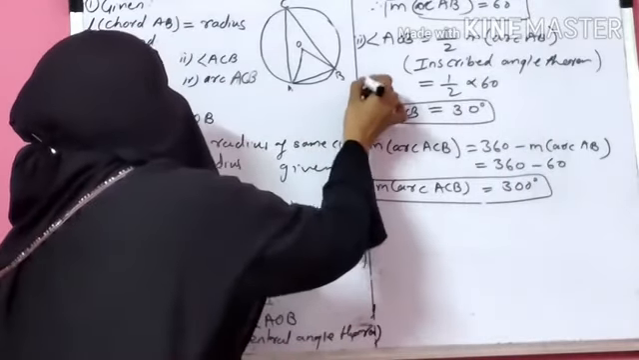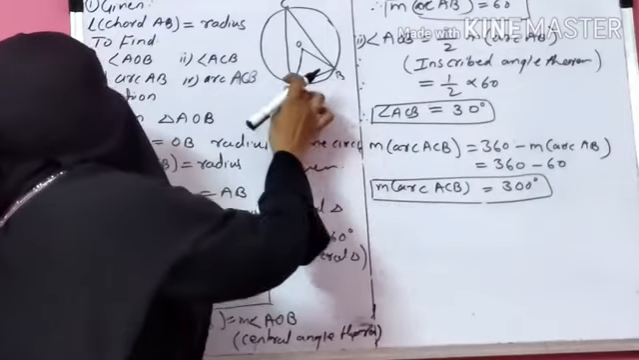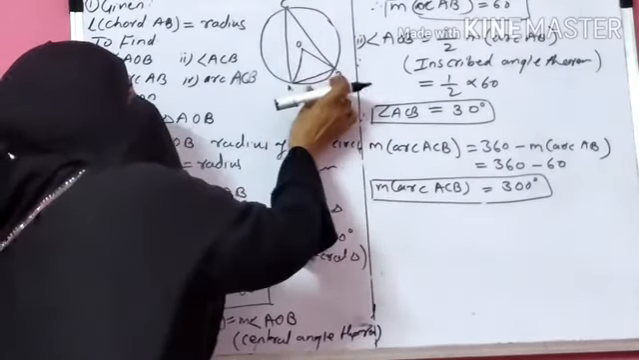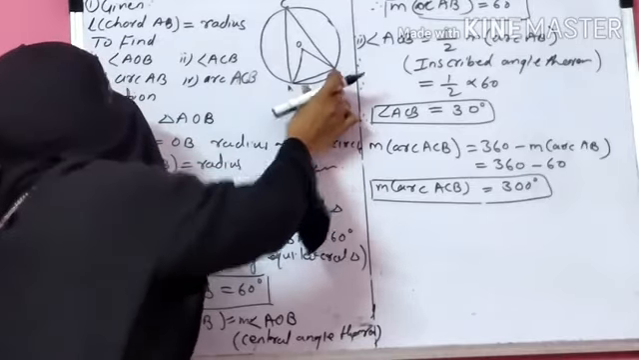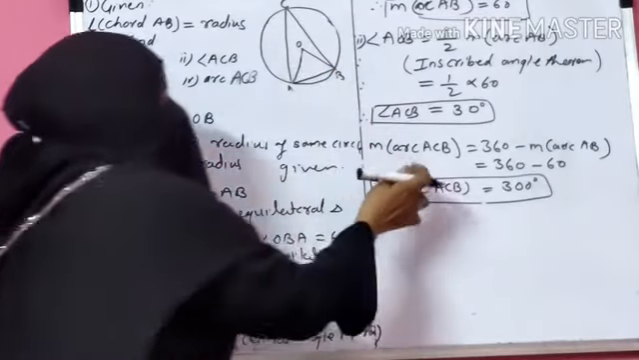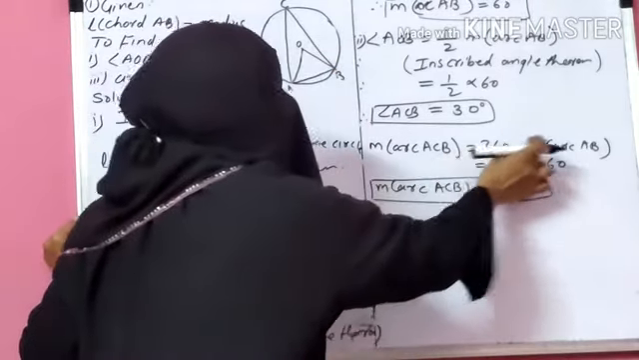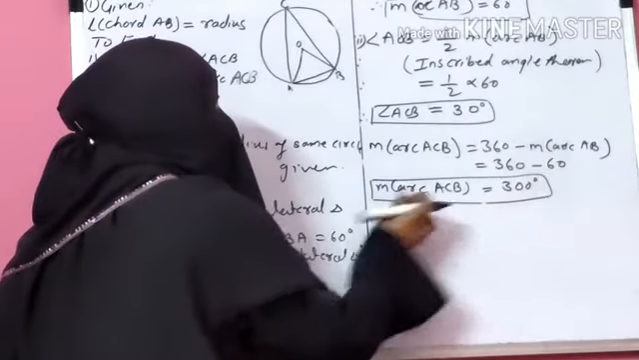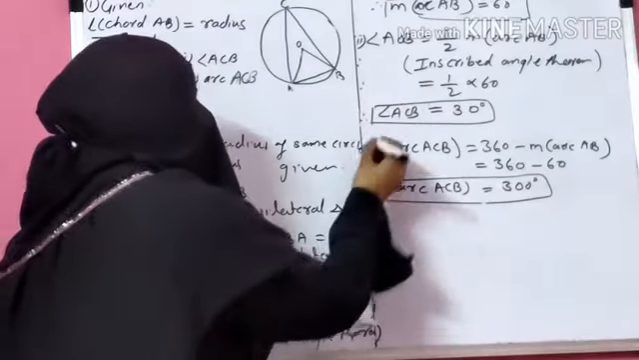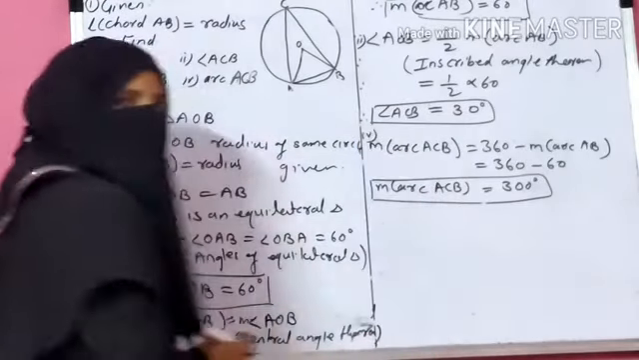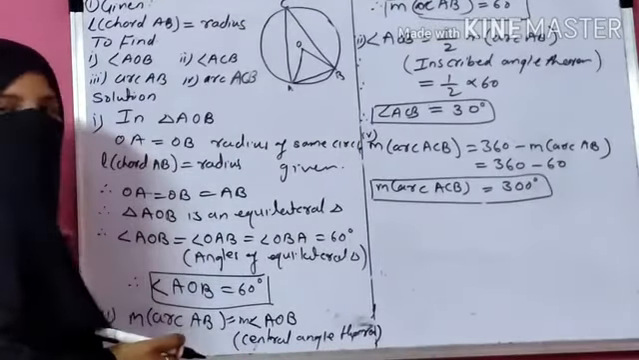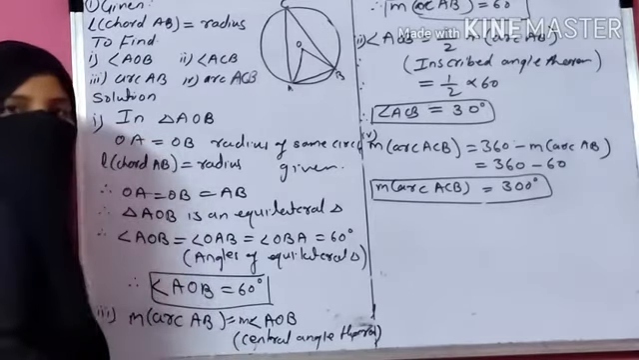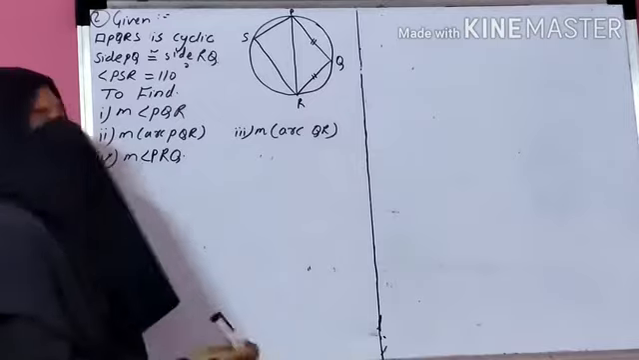Got it? Next, you have to find the measure of arc ACB. If you subtract arc AB from the whole circle, then you get the value of arc ACB. So arc ACB is 360 minus the measure of arc AB. 360 minus 60, the measure of arc ACB is 300 degrees. This is the fourth one. Got it? Easy question. This is your question number 1 of practice set 3.4. Let's move to question number 2.